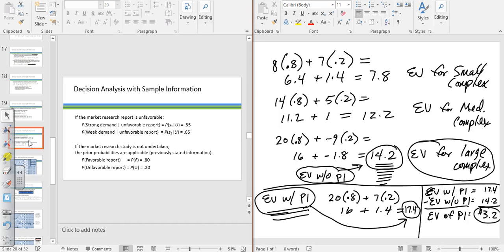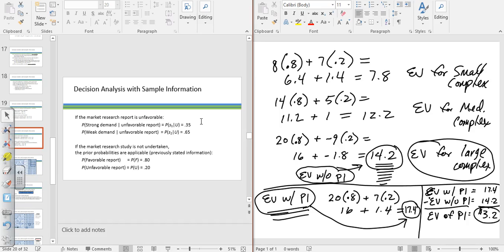If market research is unfavorable, remember we said there's a 23% chance that the report would come back unfavorable. Given it's unfavorable, the probability that we'll have strong demand is 35%. So even if they come back with an unfavorable report saying your product isn't in style or isn't desired, there's still a 35% chance that you're going to have strong demand. However, with an unfavorable report, there's a 65% chance of weak demand, or at least you believe there is.